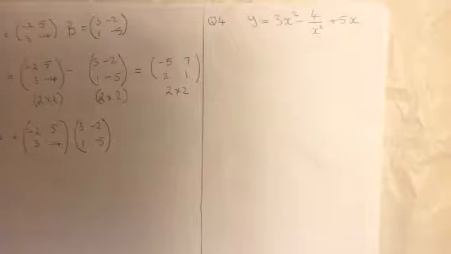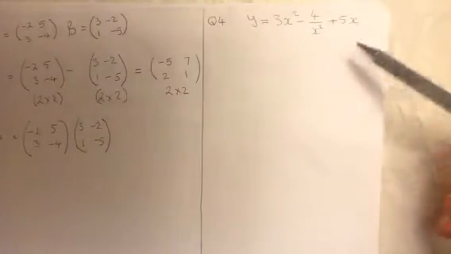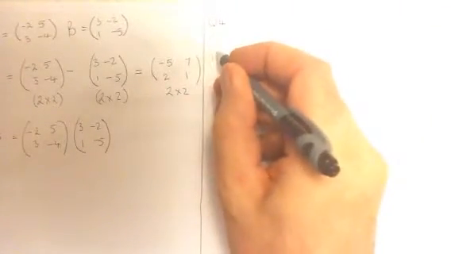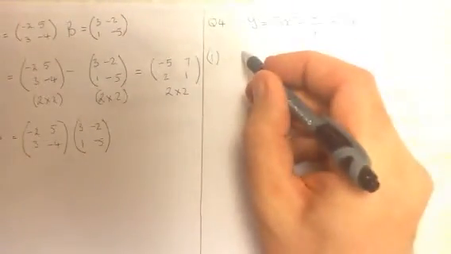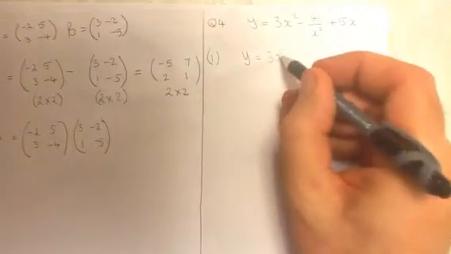So in question 4 we're being asked to find dy/dx when y is given as y equals 3x squared minus 4 over x squared plus 5x. Now in all these questions, before we start to try to differentiate, we rewrite each term as a power of x. So the first term's okay.